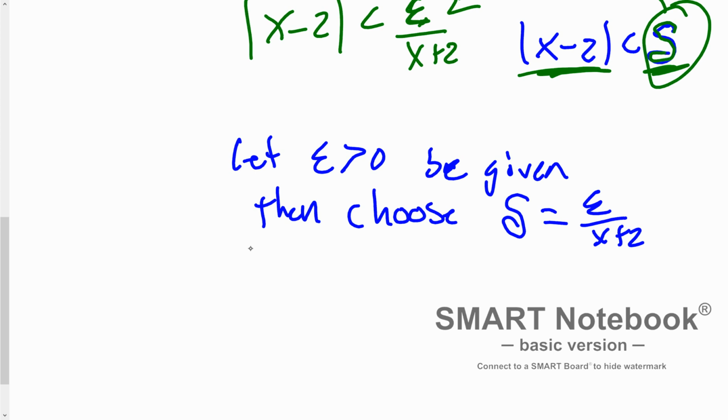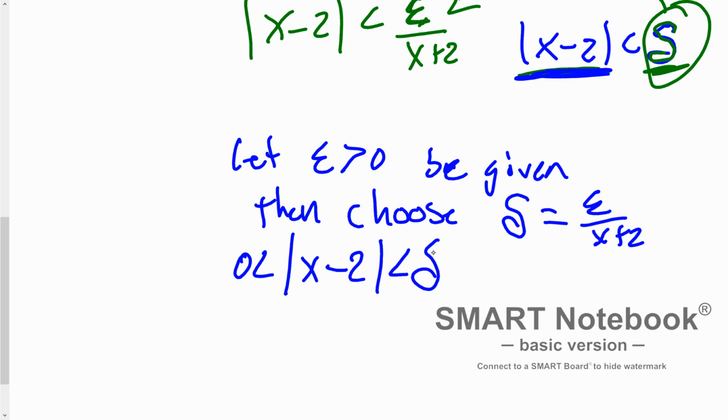Okay. Then plug it into your x minus a equation, because when we go forward, when we do the proof, we start with if x minus a, then the f of x minus L was what we had to prove. So 0 is less than x minus a, which is 2, is less than delta. So we start there. So then we plug in our delta. So x minus 2 is less than epsilon over x plus 2.